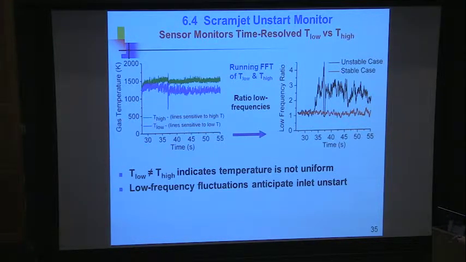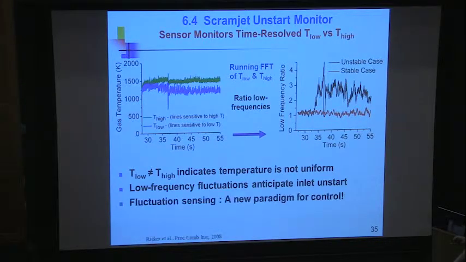So what is this? This is an example of how you can look at low frequency fluctuations to anticipate poor performance of this combustor, which is called inlet unstart. Fluctuation sensing. For us at the time, that was the new paradigm for control, using fluctuations rather than absolute values. We also use this as a basis for control of another combustor.